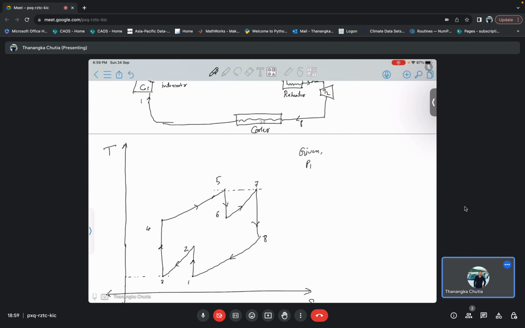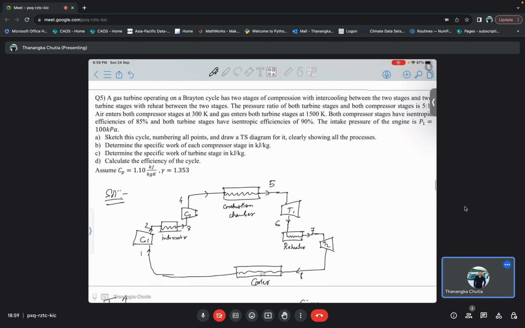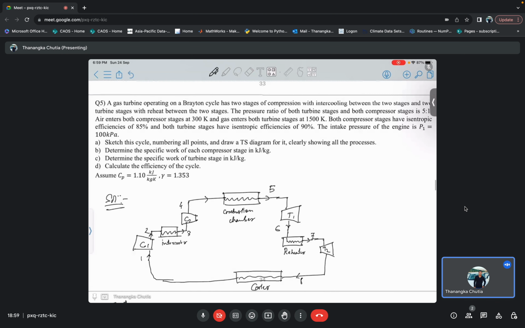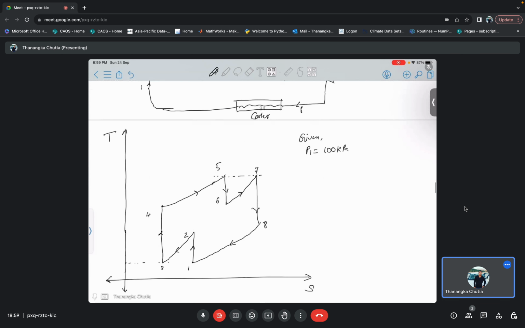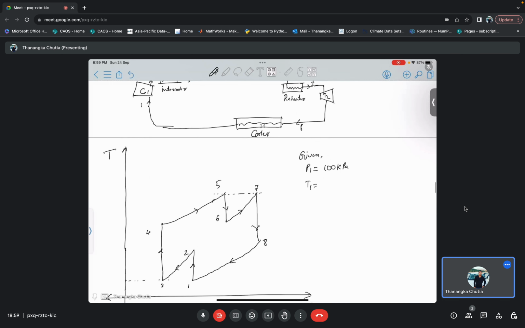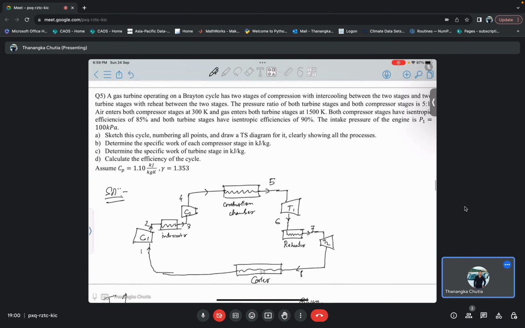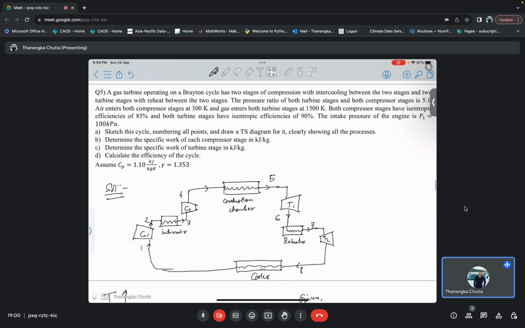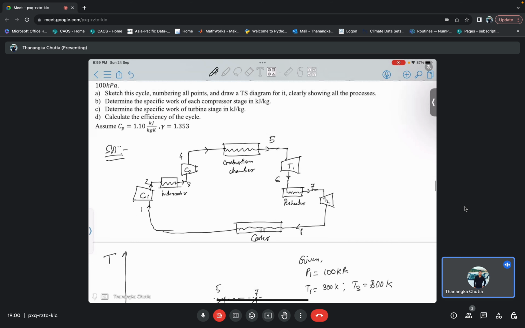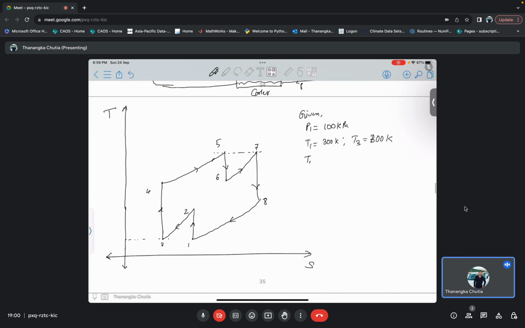P1 is equal to 100 kilopascal. Air enters both the compressor stages at T1 is equal to 300 Kelvin and T3 is equal to 300 Kelvin. And gas enters both the turbine stages at 1500 Kelvin. So that means T5 is equal to T7 is equal to 1500 Kelvin.